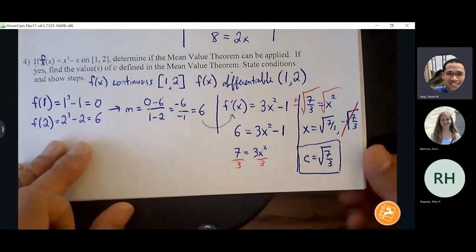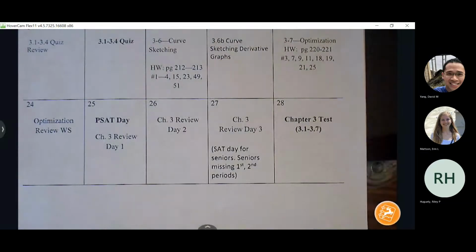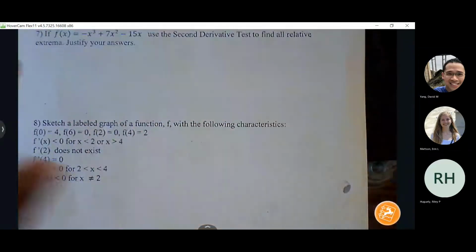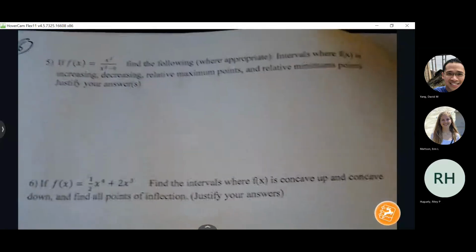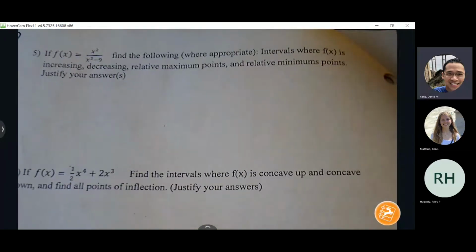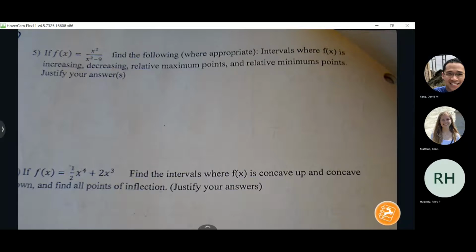Okay, page 6. Interval where function is increasing, decreasing, relative max, relative min. So now we'll go through the first derivative test. We'll find f prime. We'll set the numerator and denominator equal to 0. We'll take all the critical values, put them onto our number line, test each interval, and make our statements.